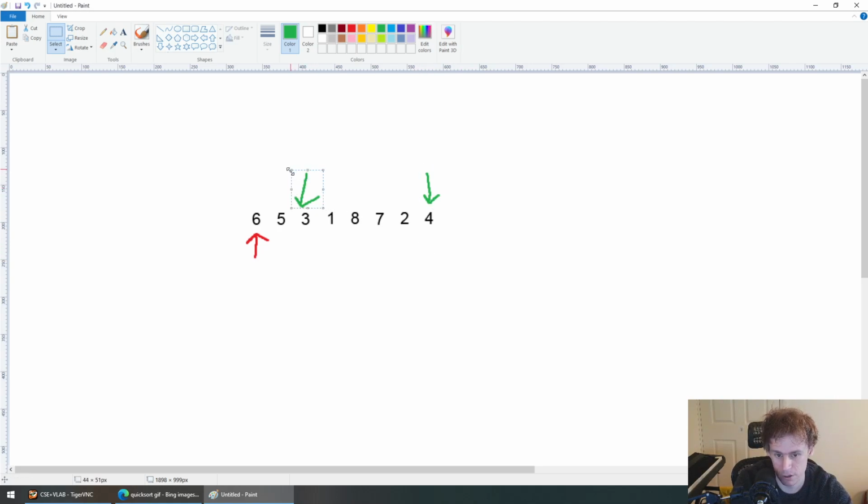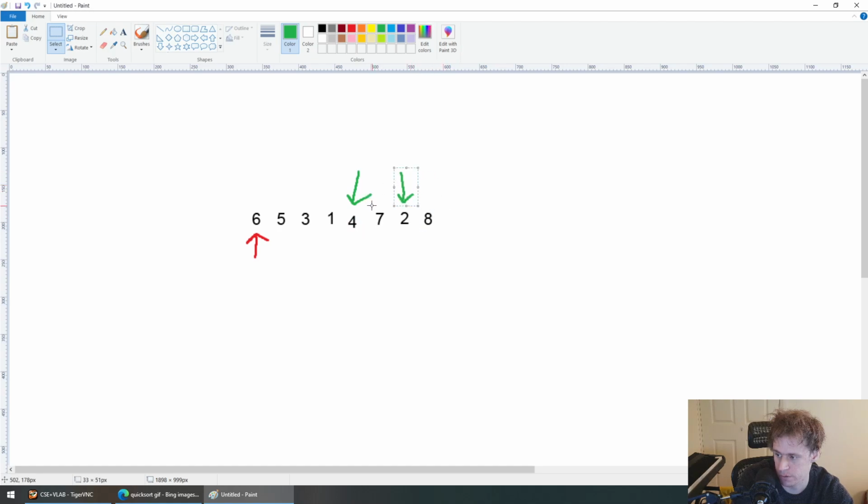So then I move this one along. I say, okay, is 3 less than 6? Yep, perfect. I move this one along again. Is 1 less than 6? Yep, perfect. Is 8 less than 6? No, that's in the wrong spot. So now I'm going to swap these two. Great, and then I move both my cursors along.